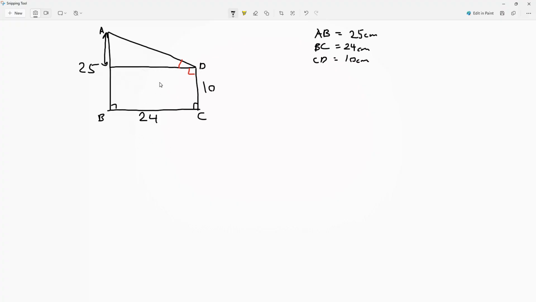So right now, I'm thinking we use BC for the base, and for the height, we use A to the unknown here. And we know that 25 cm is the length of AB, and 10 cm is the length of DC. So all we have to do is take 25, let's just name this Z, all right? So length AZ is equal to 25 minus 10, which is 15.